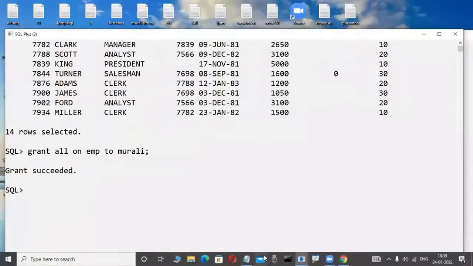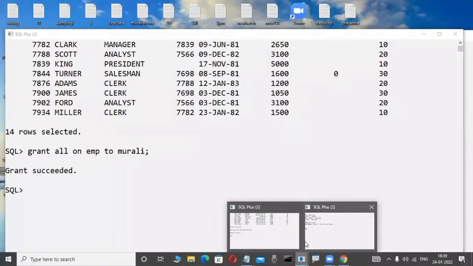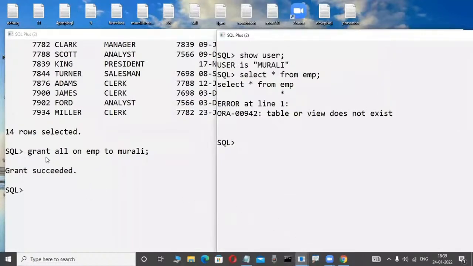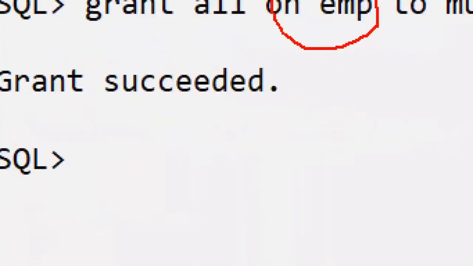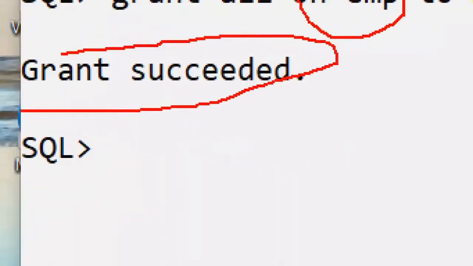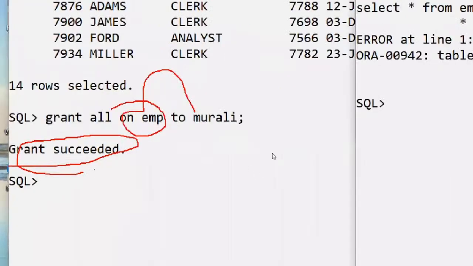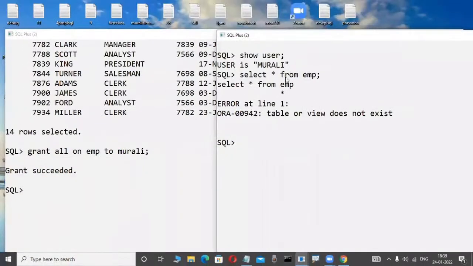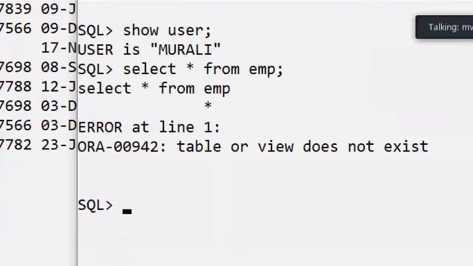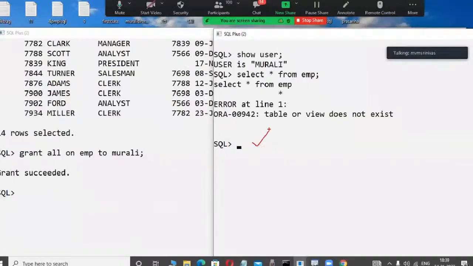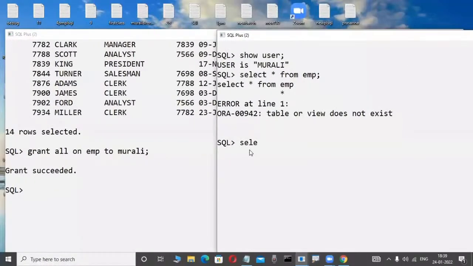Okay, fine. Logically tell me, once they are giving a permission on this Scott user's employee table, maybe to Murali, and the grant is succeeded, some message displays in a relational data model product. Now Murali tries to access the Scott user's EMP table. Possible or not possible? Maybe I'm typing like this: select star from EMP.